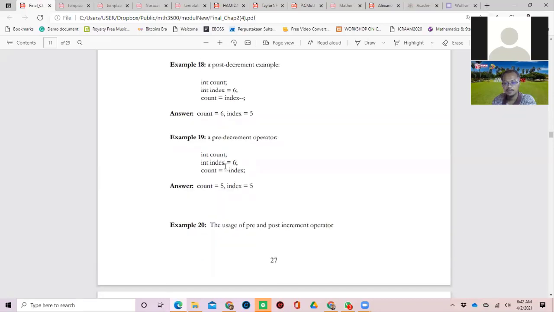So now, what is different here? Since minus minus is in front, pre decrement, the index is decreased and the count will also be decreased and become 5 because of the pre here. So 5, 5. Different here: 6, 5 for the post, and 5, 5 for this one because it is pre. Okay, now finish.